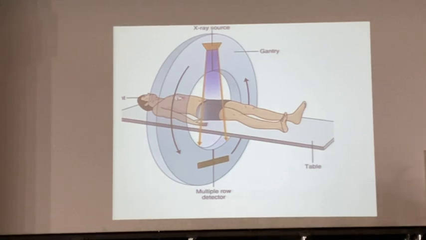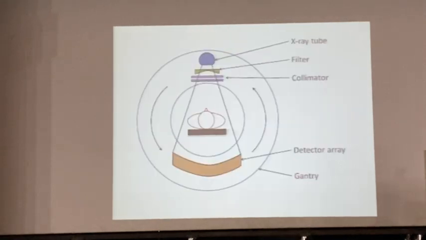Previously, we were just taking the image in the axial plane, but nowadays we can create images in any plane, in sagittal and coronal. It's not necessary to be axial. The X-ray tube, then you have a filter and a collimator for collimation of the X-ray. The basic components of a computed tomography machine is the gantry.